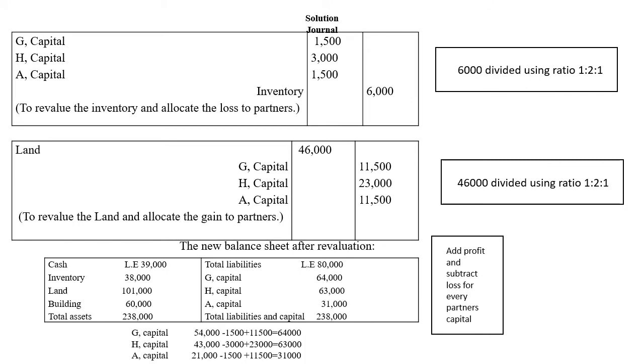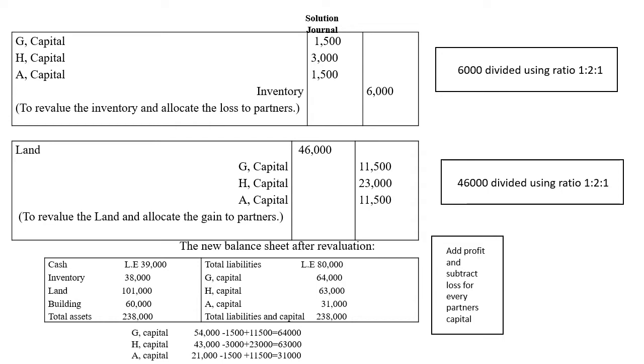For the solution, we start by the journal to record the revaluation of the assets. You notice the first one was credit for the inventory, debit for the capital. Inventory was credit because we had a loss in the inventory. And to decrease the value of the asset, it's recorded in the credit side. Assets increase debit while decrease credit. So inventory was credited to record the loss in inventory, to lower the value of inventory.